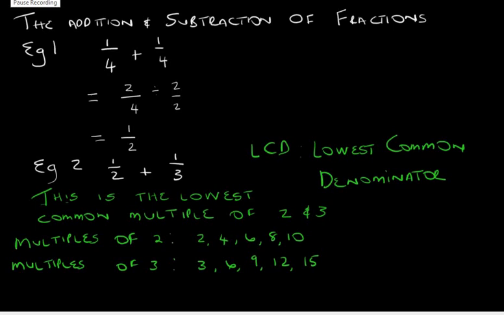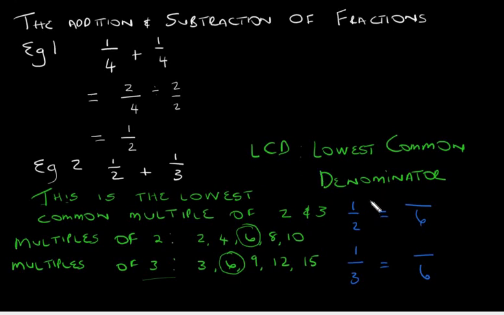How do we find this number? This number is the lowest common multiple of 2 and 3. So let's write down the first 5 multiples of 2 and 3. For 2, we've got 2, 4, 6, 8, 10. And for 3, we've got 3, 6, 9, 12, 15. Now, do you see any number that is common to both sets of multiples? You should see that 6 is the lowest common one. Now, this is going to form our lowest common denominator.